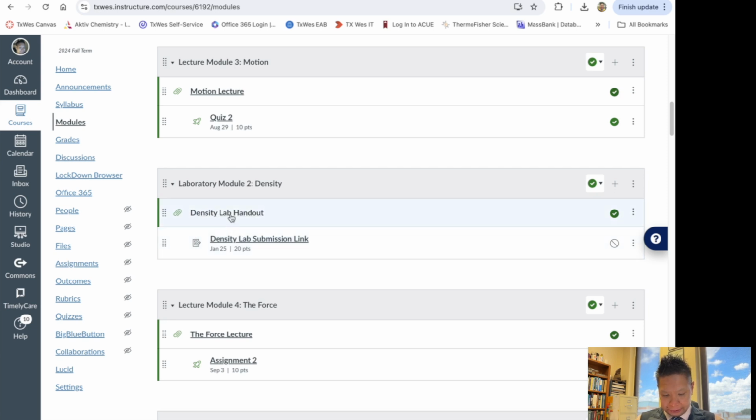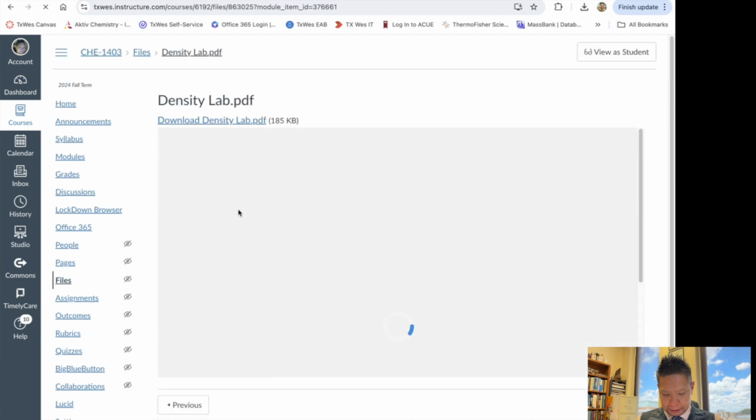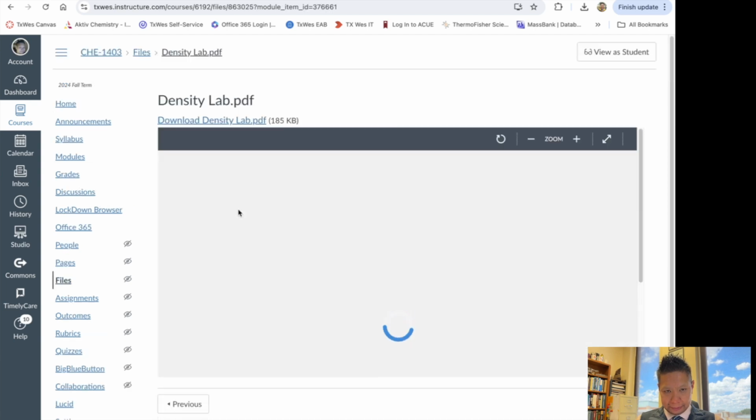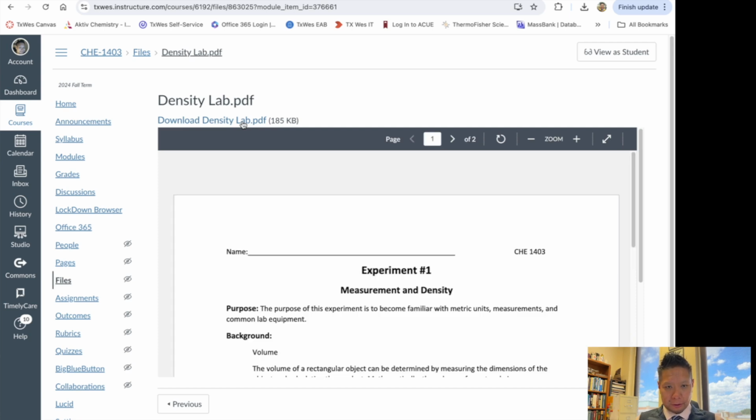So once you get to this part here, you can download the density lab by just clicking on it. And it should take you to the density lab that pops up right here. If you want to print it out or use it on your iPad or your MacBook or your computer, just hit the download button right there and it'll automatically download to your computer, and you can open it up using any other software like Adobe Acrobat to write on or just to print it out or what have you.